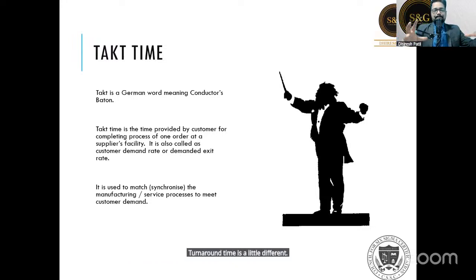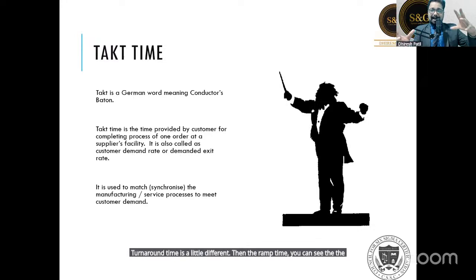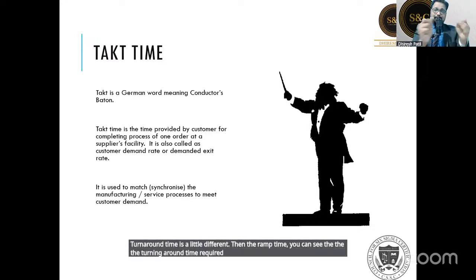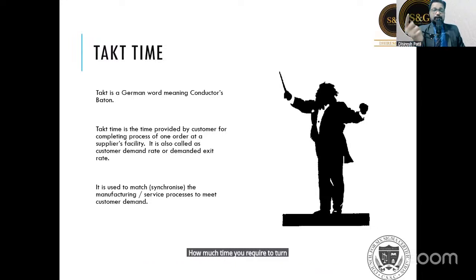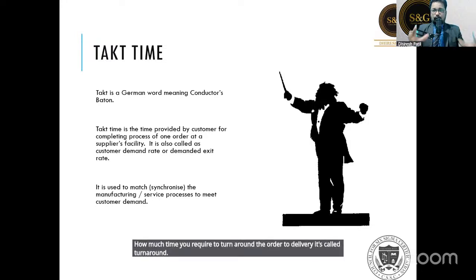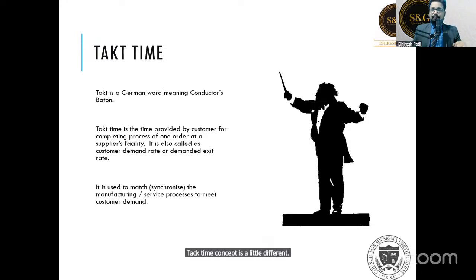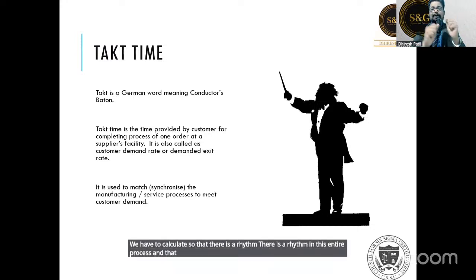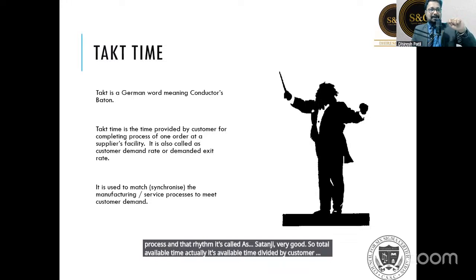Turnaround time, you can see, is the turning around time required from order to delivery. How much time you require to turn around the order to delivery, it's called turnaround. Takt time concept is a little different. In the takt time, we have to calculate so that there is a rhythm. There is a rhythm in this entire process, and that rhythm is called takt time. Sadananji, very good. Total available time, actually it's available time divided by customer demand. That's the right equation.